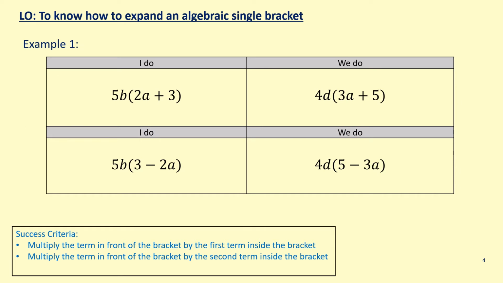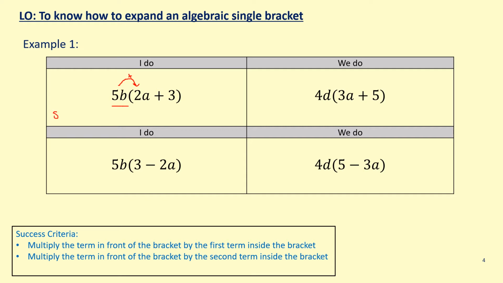So the LO for today's lesson is to know how to expand an algebraic single bracket. So this means that it's now an algebraic term outside the bracket. But it's the exact same process as what we did last lesson and what we've been doing the last couple of lessons. So firstly, we multiply everything outside the bracket by everything inside. So we do the whole 5b term multiplied by 2a.